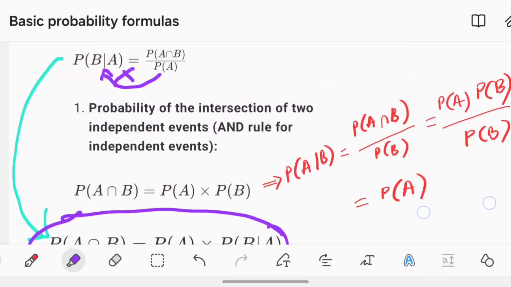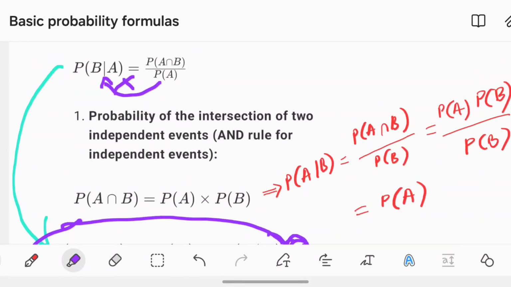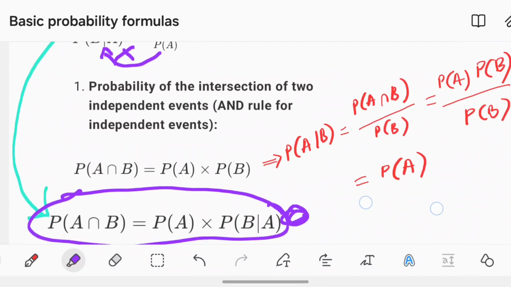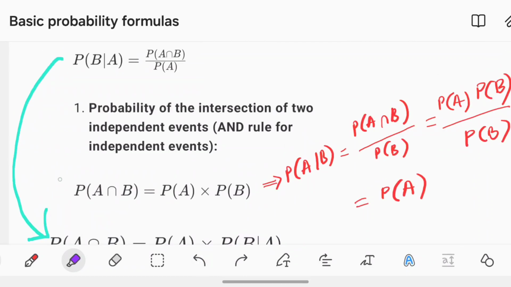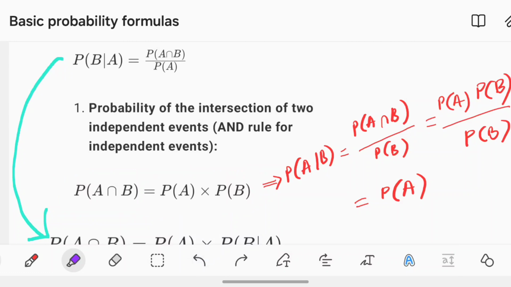So sometimes you don't need to remember this formula. You can just remember this formula and derive this formula from this formula. And next, we can notice that the probability of the intersection is the product. This happens when A and B are two independent events.